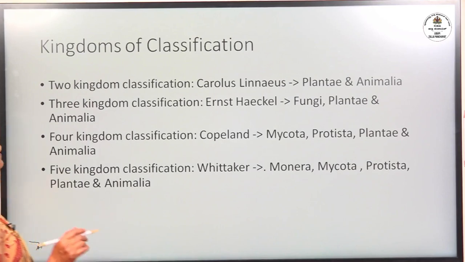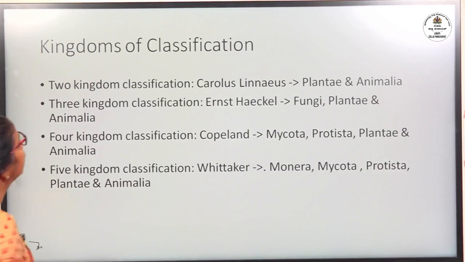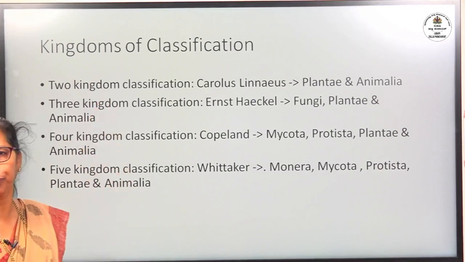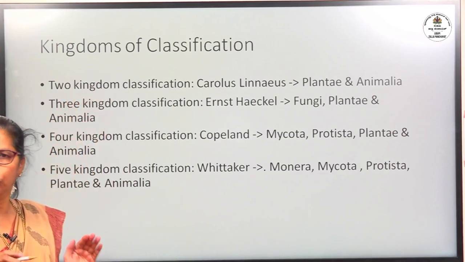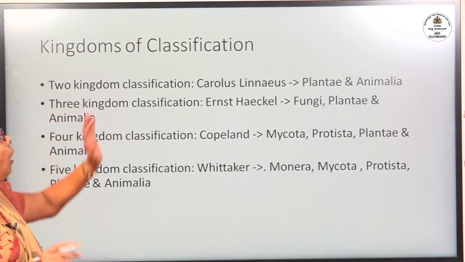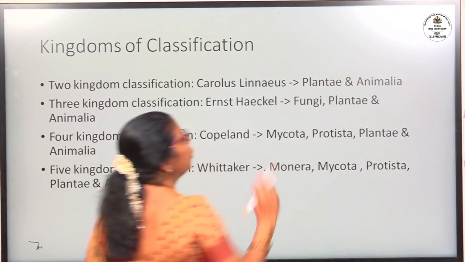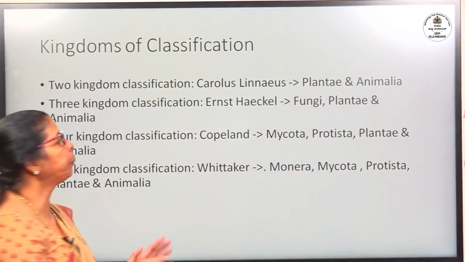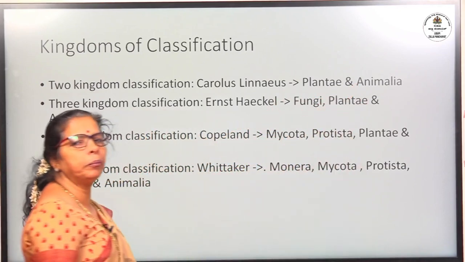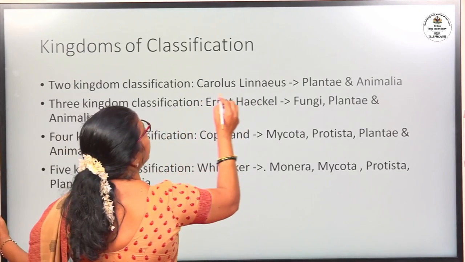Next, regarding different kingdoms of classification under biological classification regarding plants. There are different classificatory systems. One such classificatory system is the two kingdom system, where all organisms are classified into two major groups. One is Plantae, another one is Animalia. So all plants are kept under kingdom Plantae, and animals are kept under kingdom Animalia. And this two kingdom system was proposed by Carolus Linnaeus.